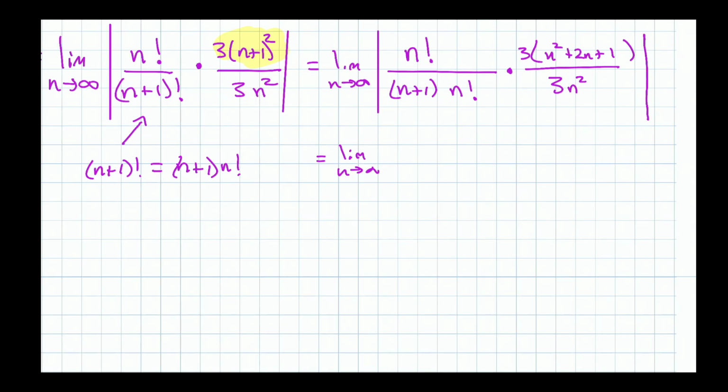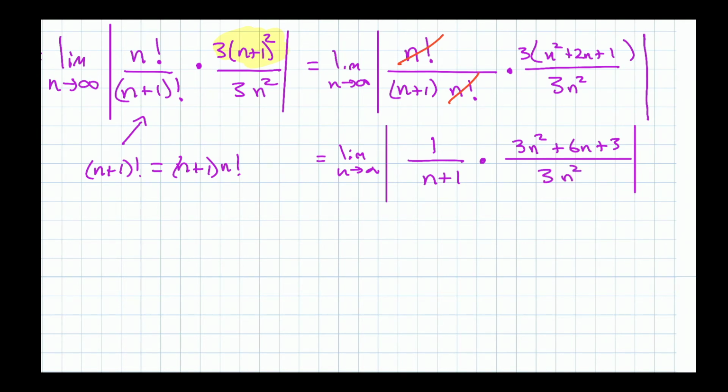Oh yeah, so you can cancel this anytime. So let's just cancel those factorials right now. And then we got 1 over n plus 1 here. And over here, you multiply this out, and you get 3n squared plus 6n plus 3 over 3n squared. Okay? Now, what I wanted to mention, though, is this.